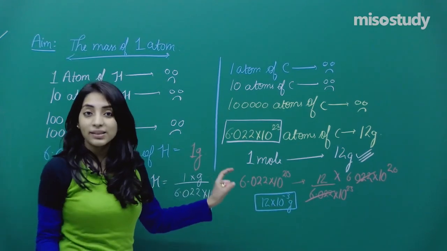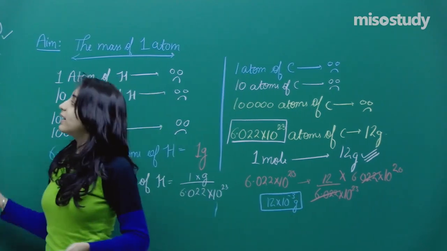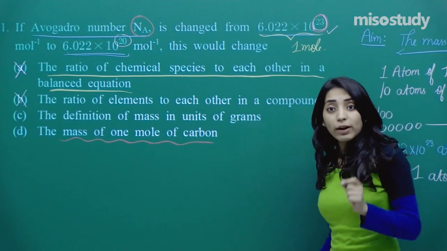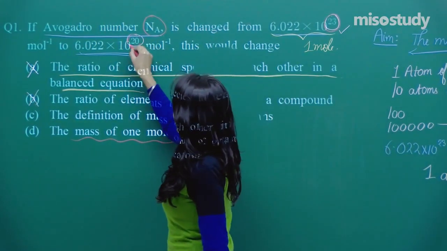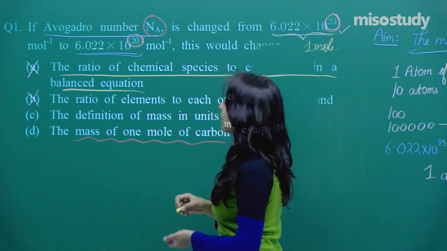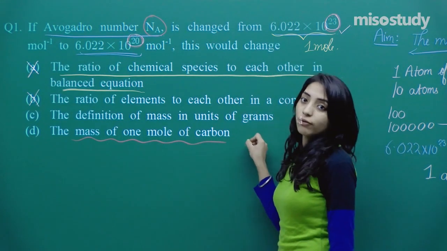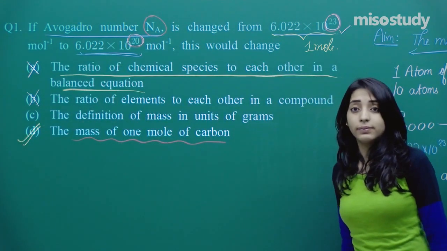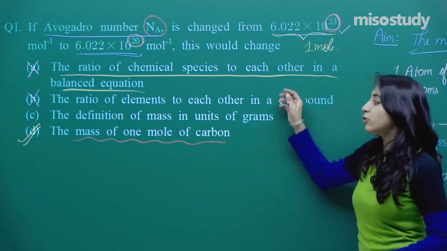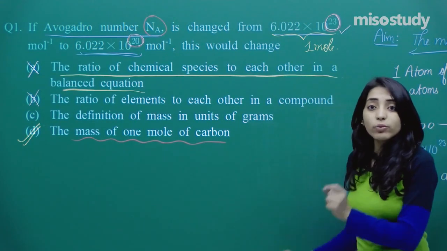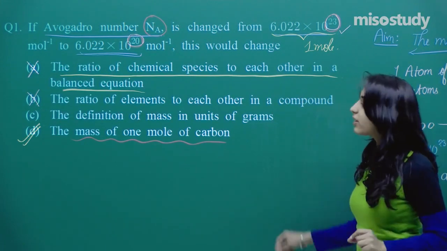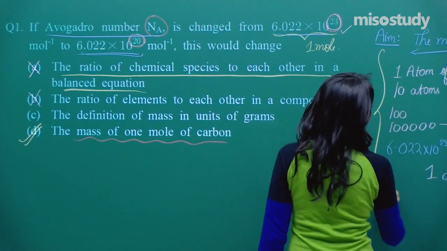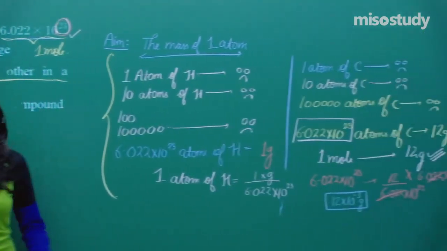So I can simply say that on changing the value of Avogadro's number from 6.022 × 10^23 to 6.022 × 10^20, the mass of 1 mole of carbon atoms changes. And hence D should be the correct answer. Guys, the question was very simple, so I should have marked the answer directly. But this question was from a very basic concept, so I thought of explaining all the 4 points to you carefully. So guys, note down the answer that I have written here so that we can move on to the next question.